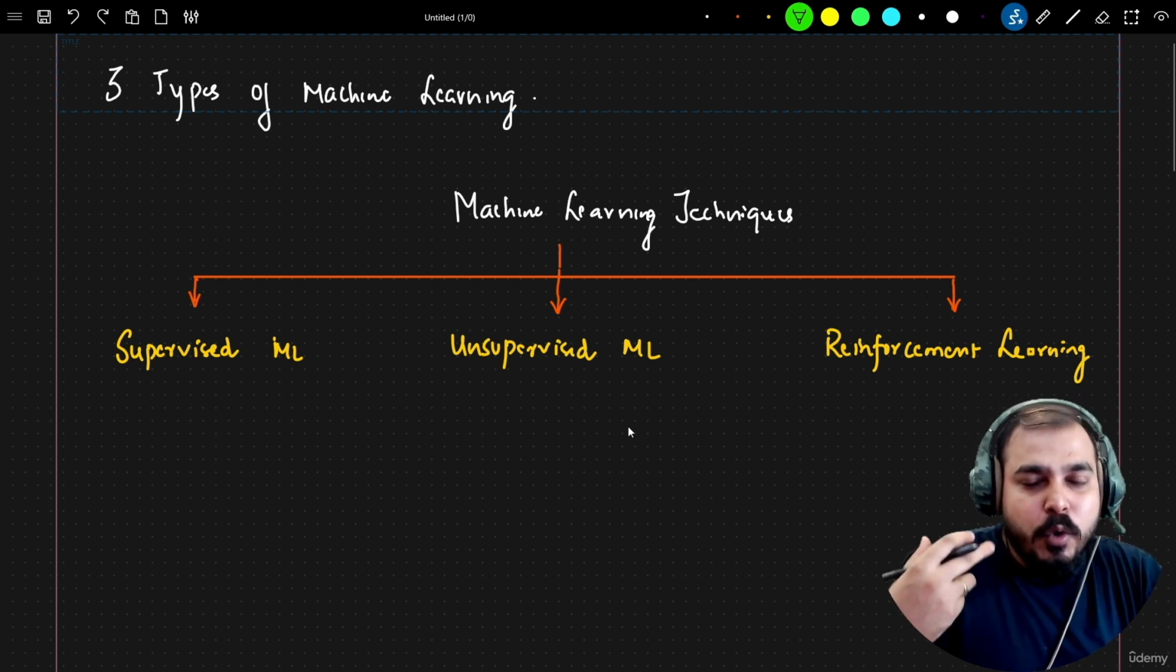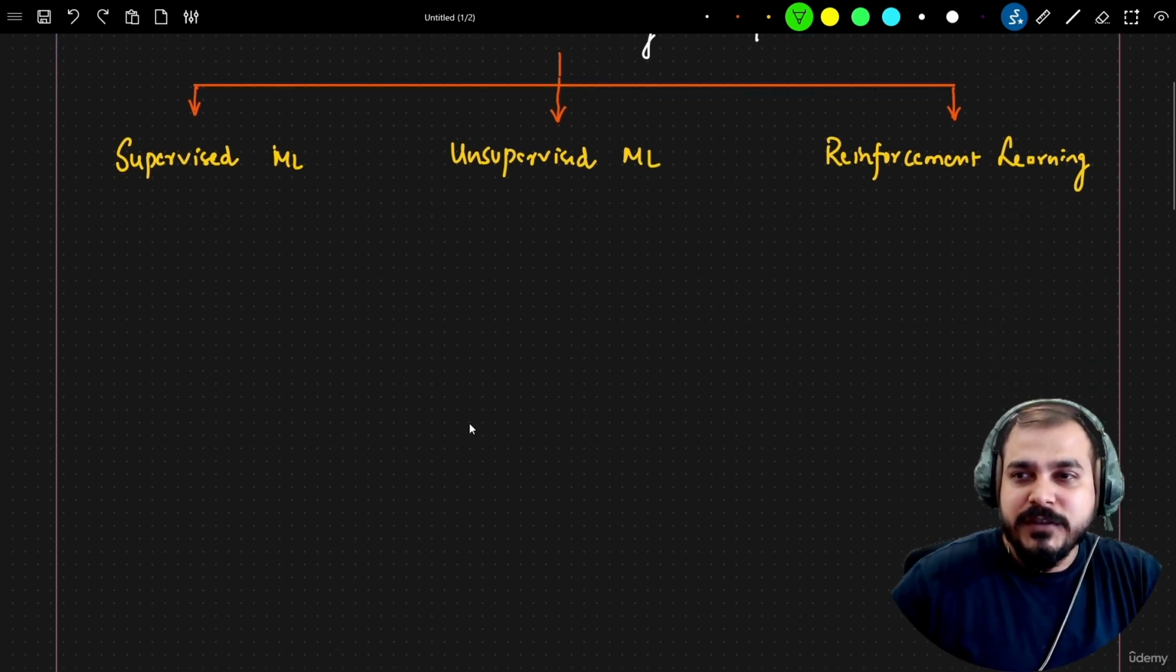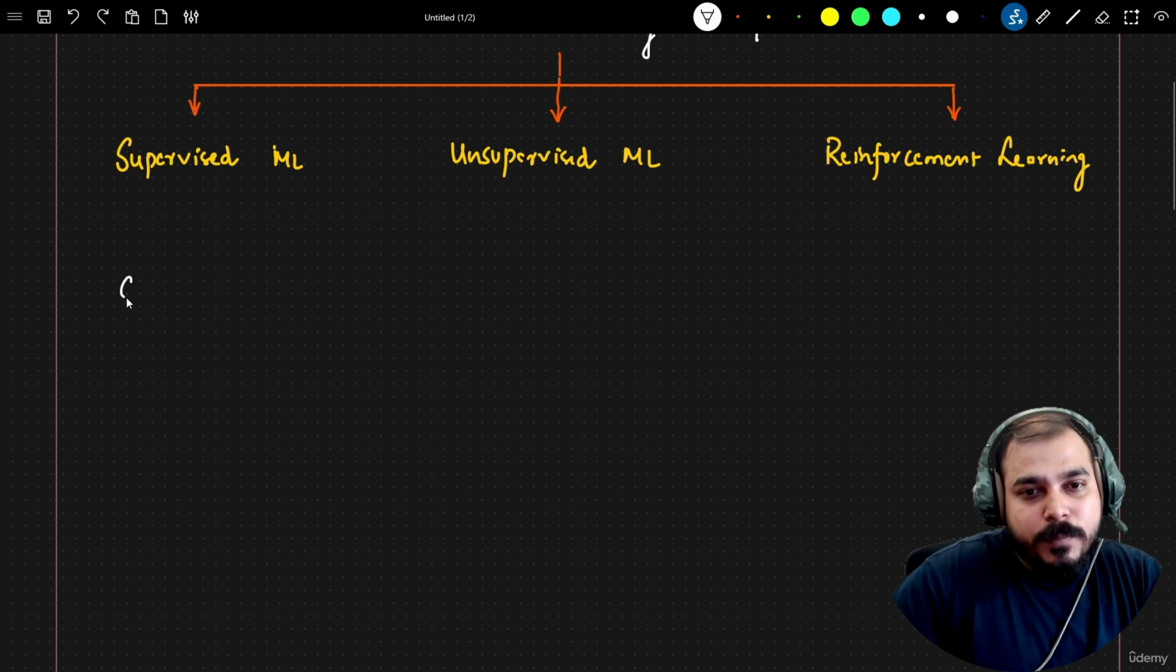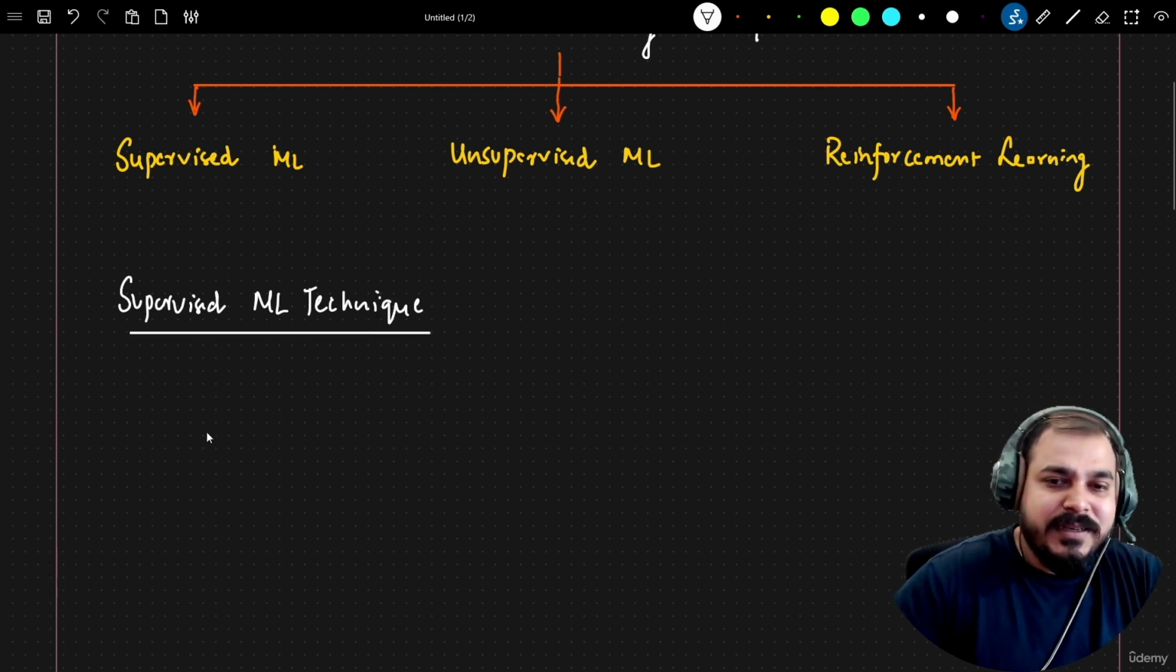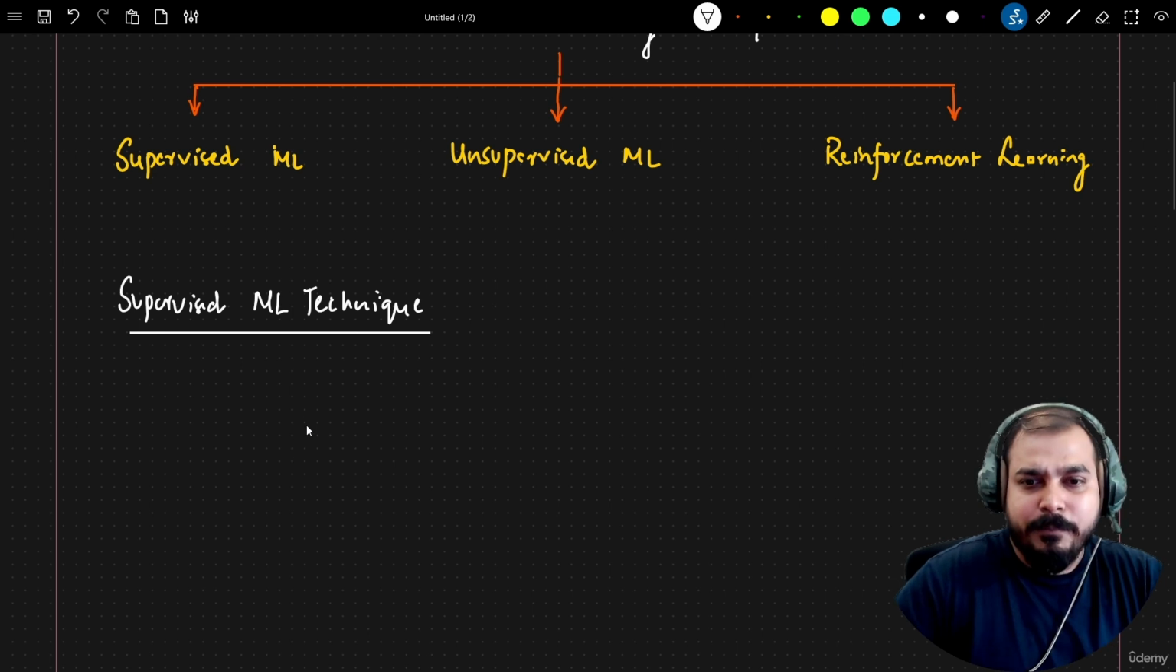Okay, so let me go one by one and explain. First of all, I'm just going to consider supervised ML, the supervised machine learning technique. Now in the supervised ML technique, let me give you a very basic example.